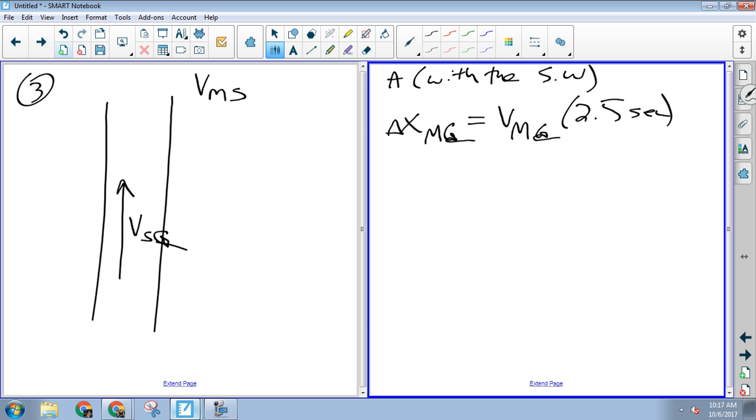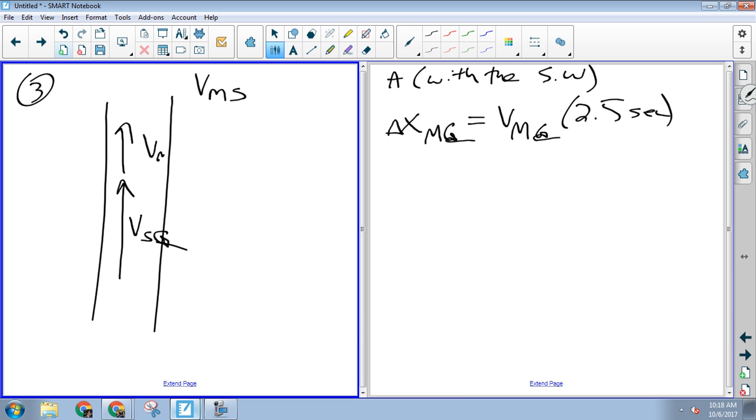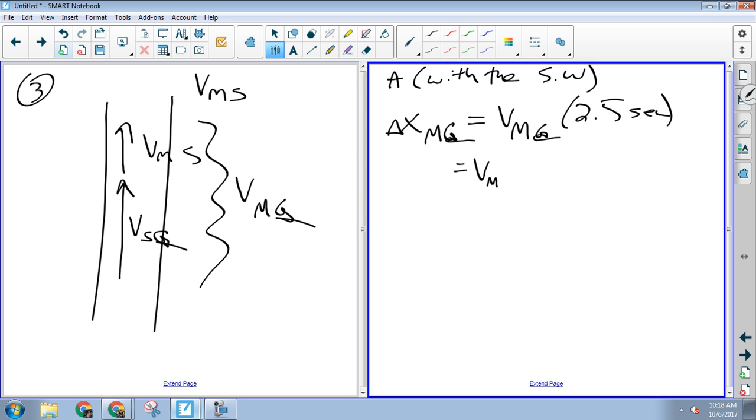So let's see if we can write up an expression for the velocity of the man relative to the ground. The sidewalk is going this way, and the man relative to the sidewalk is going this way. So this is the combined velocity of the man relative to the ground, right? Yes. So this is the velocity of the man relative to the sidewalk plus the velocity of the sidewalk relative to the ground, times 2.5. That's the displacement of the man relative to the ground. Everybody good there? Yeah. Does anybody have any questions?